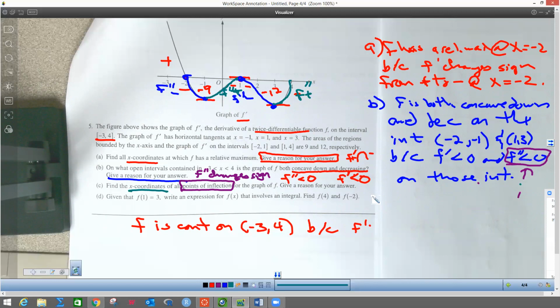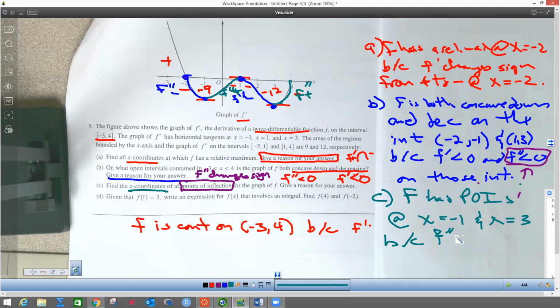So I'm going to come over here for part C and say, again, I'm looking for the x coordinates of points of inflection for the graph F. So F has POIs at x equals, and that's this bottom one, which is at -1, and x equals 3, because that's where the slope went from decreasing to increasing, because F double prime changes sign at x equals -1 and x equals 3. And that's what you need there.